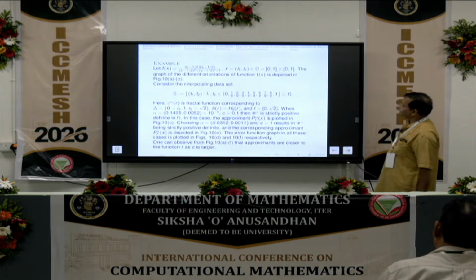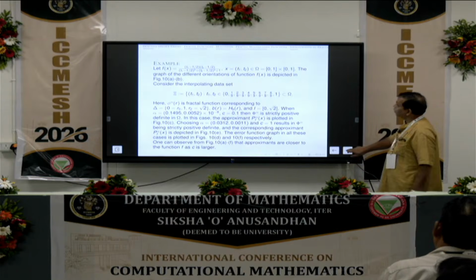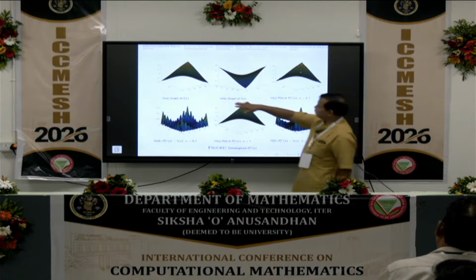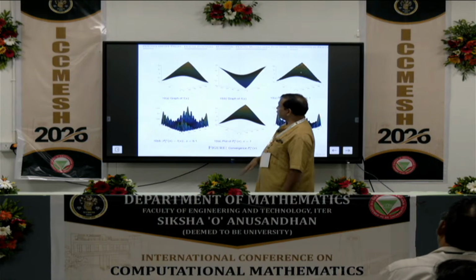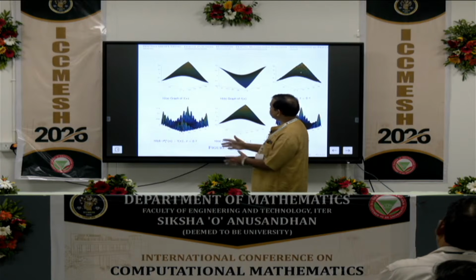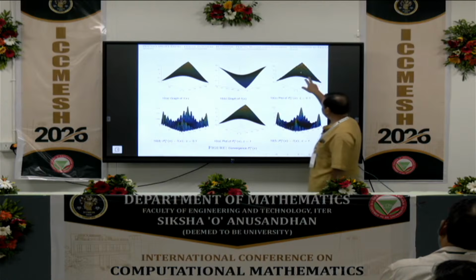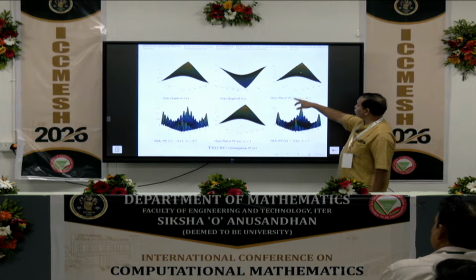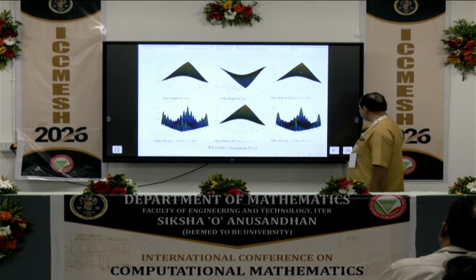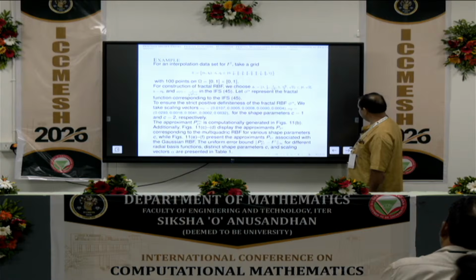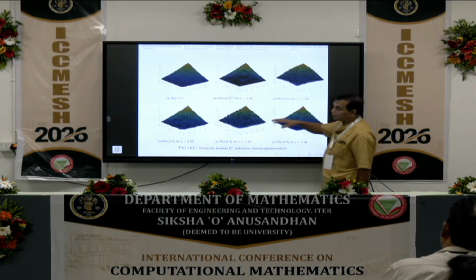Here you try to approximate a function which is very irregular. So, this is a function which is irregular. You take the simple radial basis function and then take the linear combination. This is the original function, and a different orientation is given. We try to get the radial basis approximation of these functions, and these are the errors which are given. Similarly, you have another function here, which is very irregular.